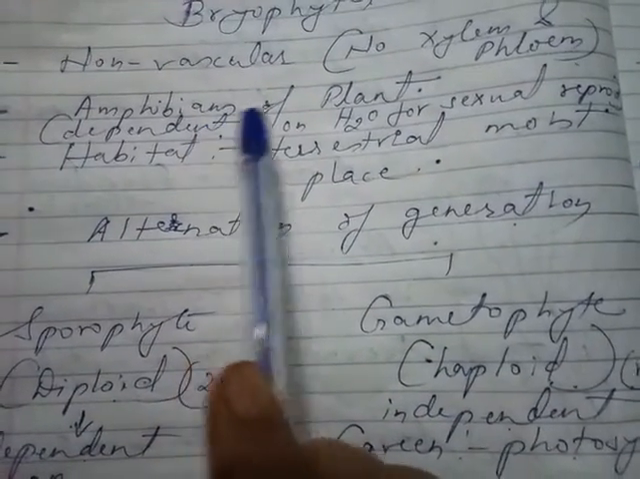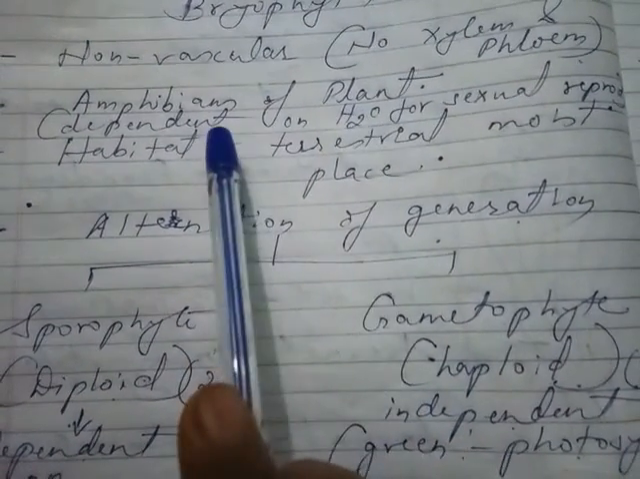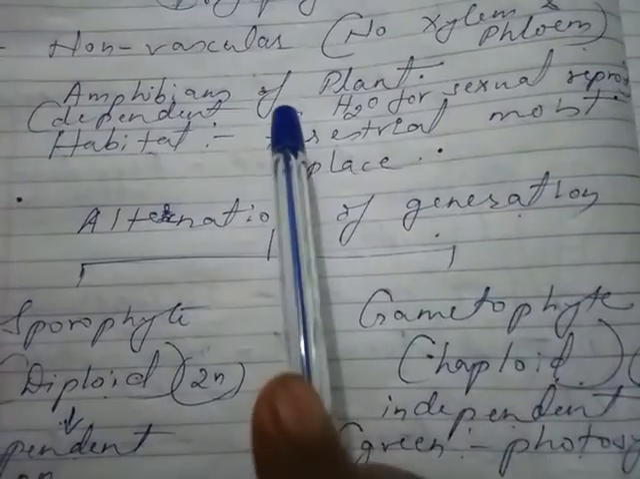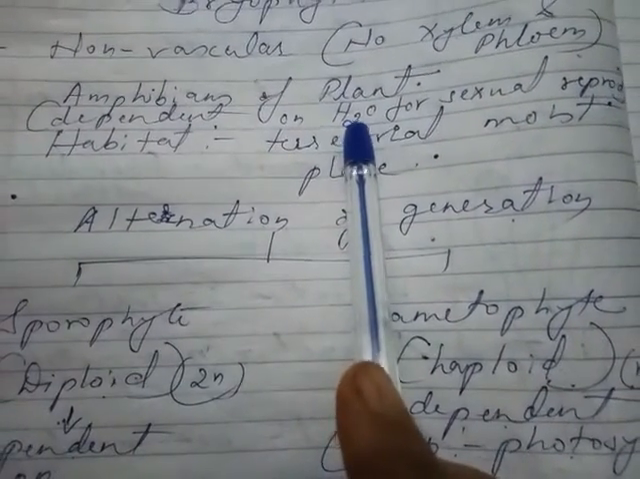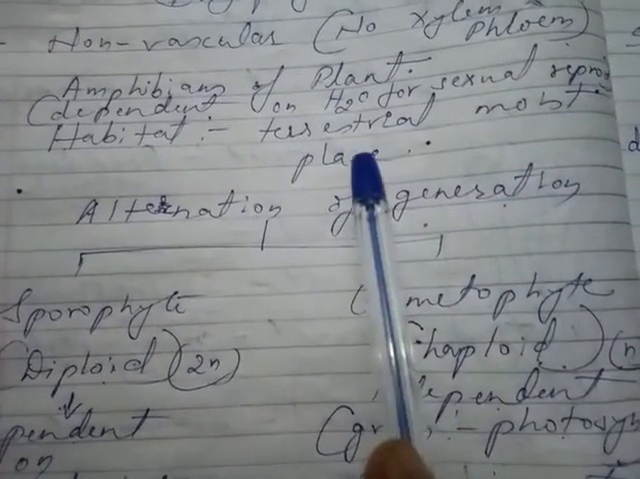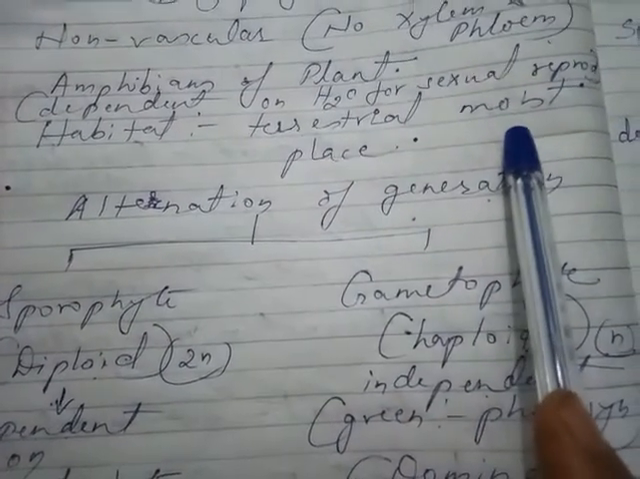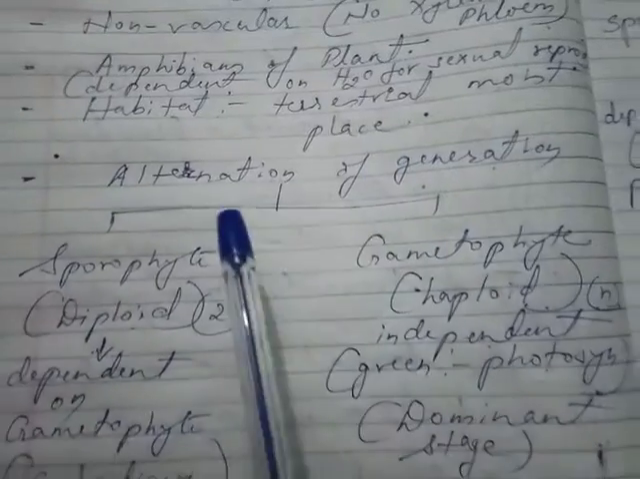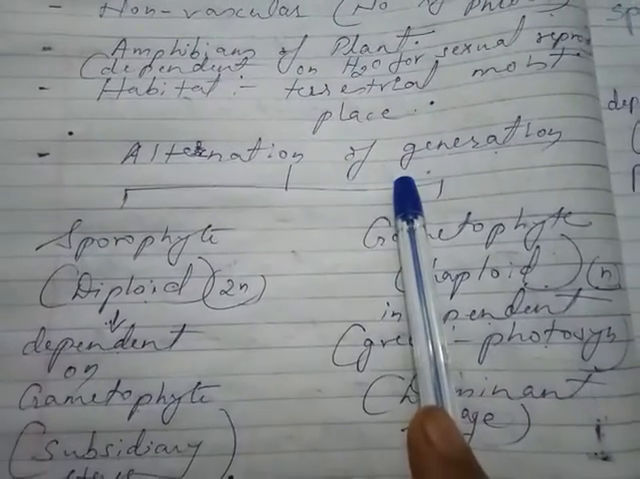They are also said to be the amphibians of the plant kingdom. That is, for sexual reproduction, they have to depend on water. So they are said to be amphibians of the plants. As for habitat, they are terrestrial and found in moist places. They also show alternation of generation.